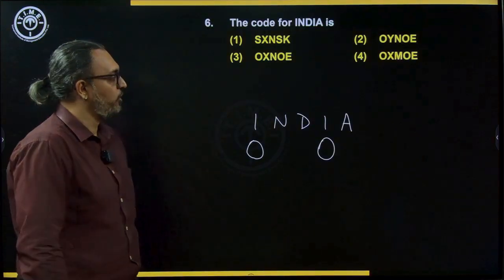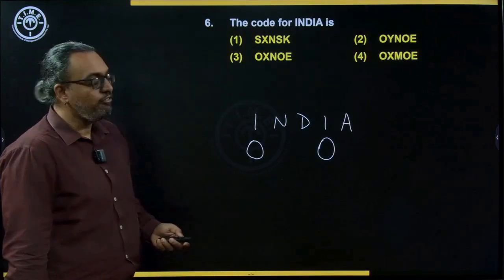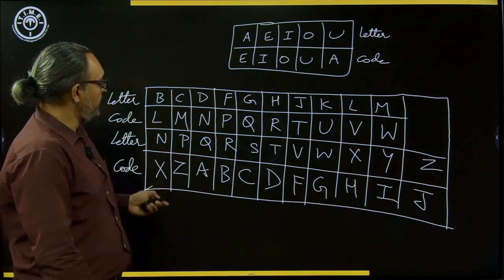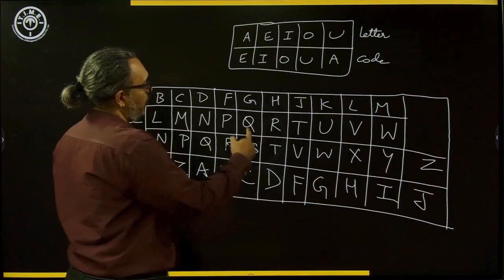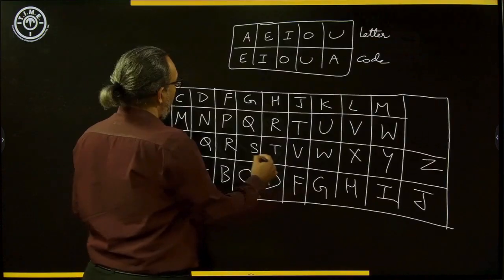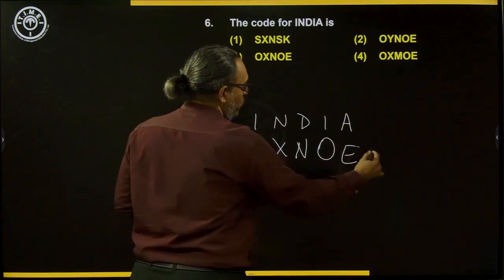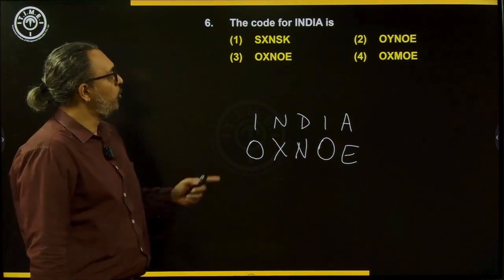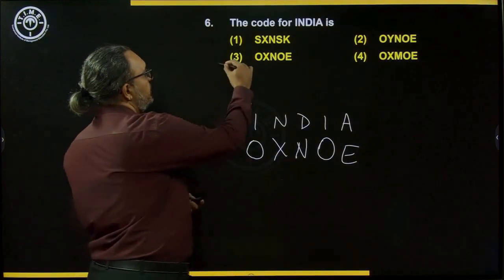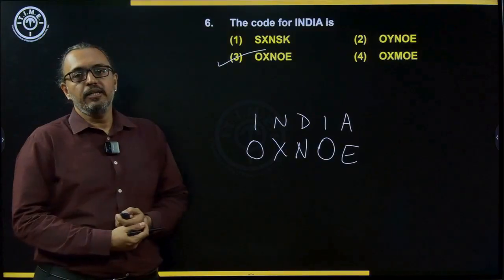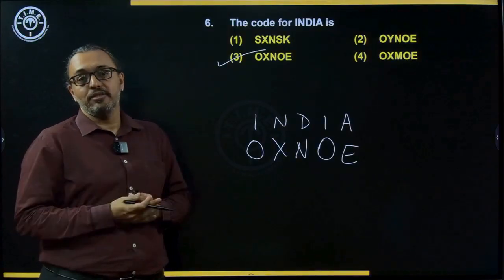There are 3 options where you have O and O. So for N, D and A, we need to check. For N, it is X. For D, it is N. And for A, it is E. So O, X, N, O, E is available in the third option. So you have the table ready, you get your answers.